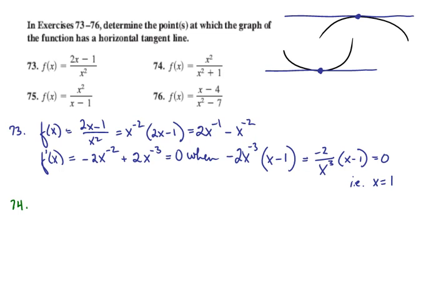Now with problem 74, we can't do the same thing there, because if we rewrote the denominator, we would have to write it as x squared plus 1 quantity to the negative first power, and then times x squared, and we can't simply multiply the x squared times the x squared plus 1 to the negative first. So we're going to have to use the quotient rule with this, and I'm going to begin that in the next video.